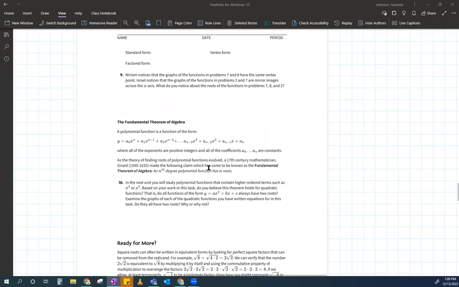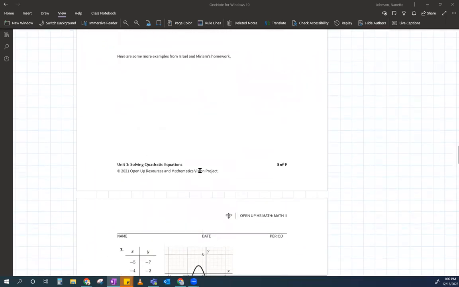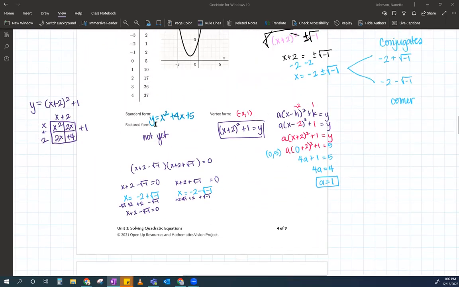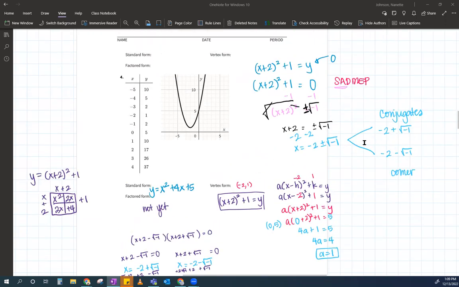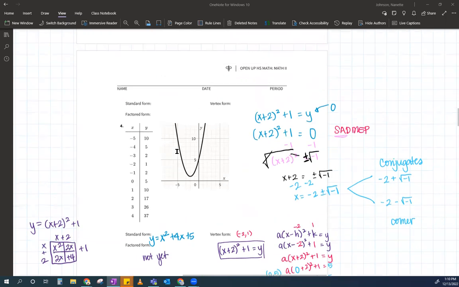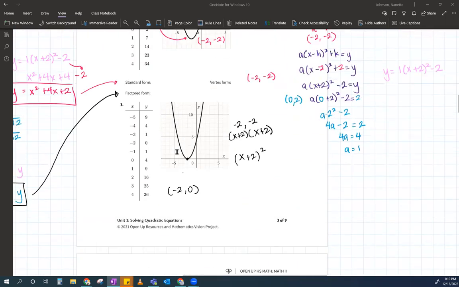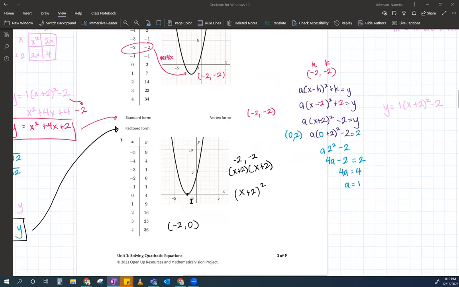So wait, what are you saying, Ms. Johnson? So the fact that these are all x squared means that I should have 2 roots. And look, we do have 2 roots. The roots happen to be funky looking because there's a square root, but we'll talk more about that in a little bit. But hey, Ms. Johnson, this one doesn't have 2 roots. So technically it does, right? Its 2 roots are -2 and -2. And you're like, Ms. Johnson, that's the same number. It just really has 1 root.